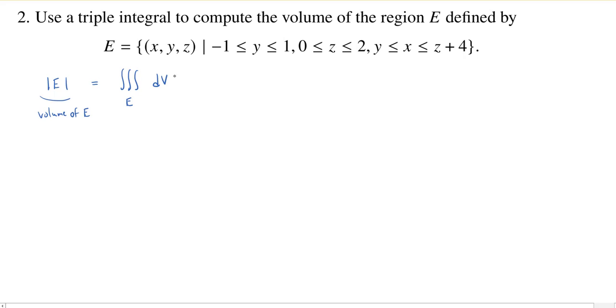So you essentially think about it as you're chopping up the region into these little dV boxes, right? They're these little tiny boxes, and then the triple integral adds them all back up. Okay, you chop up a region, then you add them back together, you get the size of the original region.